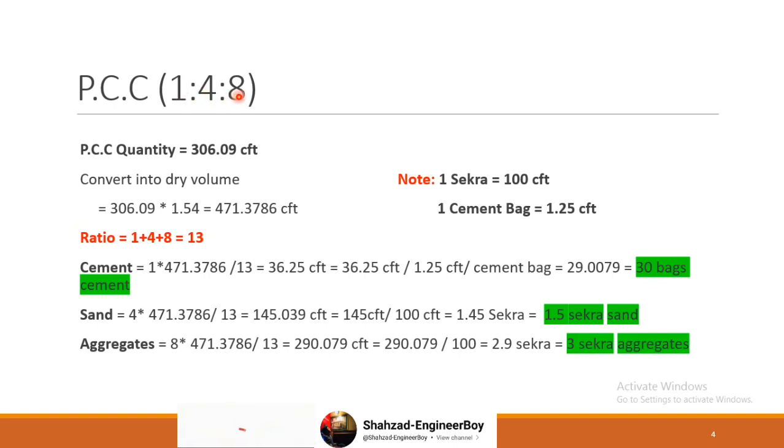Now the ratio is 1:4:8, meaning 1 part of cement, 4 parts of sand, and 8 parts of aggregates. So 1 plus 4 plus 8 is equal to 13.